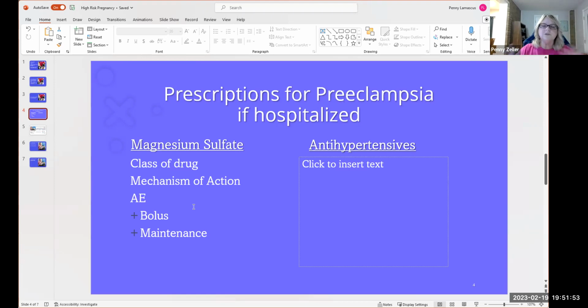So magnesium, as you've done in your calculations, we do a bolus. We need to get a larger amount in a short amount of time. 4 to 6 gram bolus in about 30 minutes. And then we do maintenance.